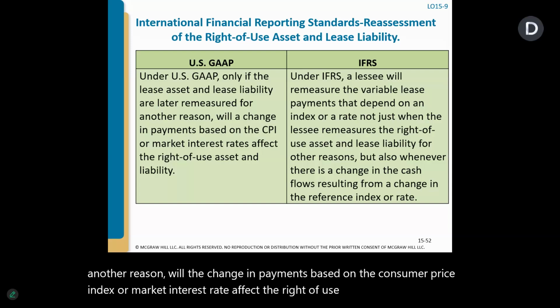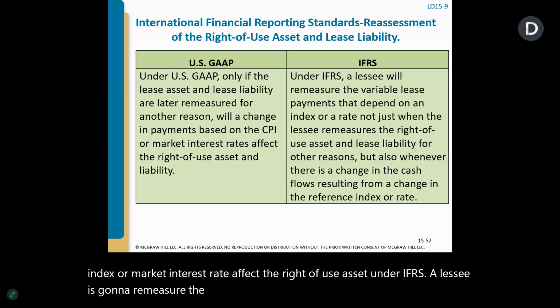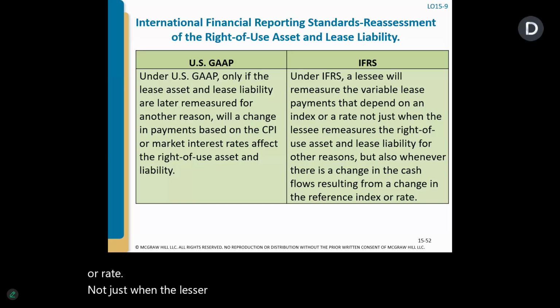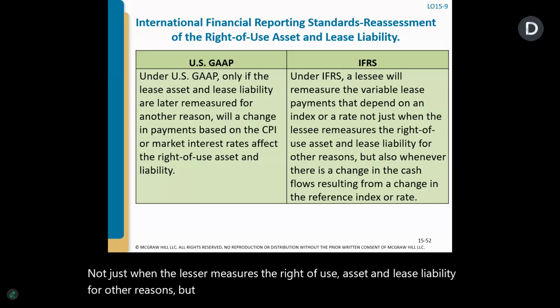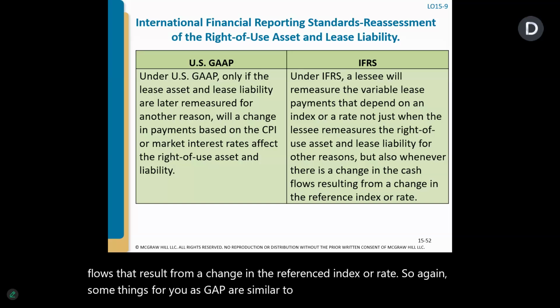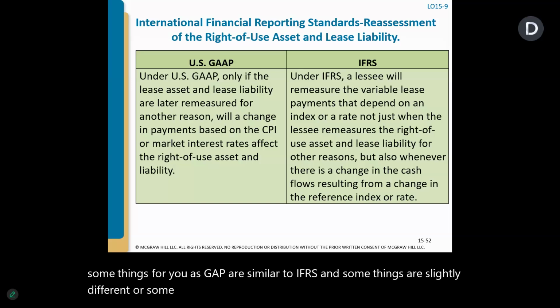Under IFRS, a lessee is going to remeasure the variable lease payments that depend on an index or rate, not just when the lessee remeasures the right of use asset and lease liability for other reasons, but also whenever there's going to be a change in the cash flows that result from a change in the referenced index or rate. So again, some things for US GAAP are similar to IFRS, and some things are slightly different, or some things are extremely different.